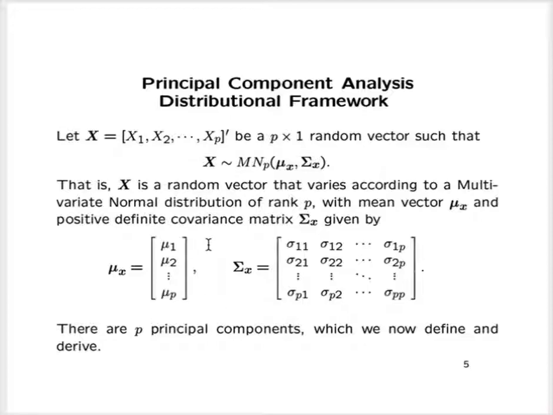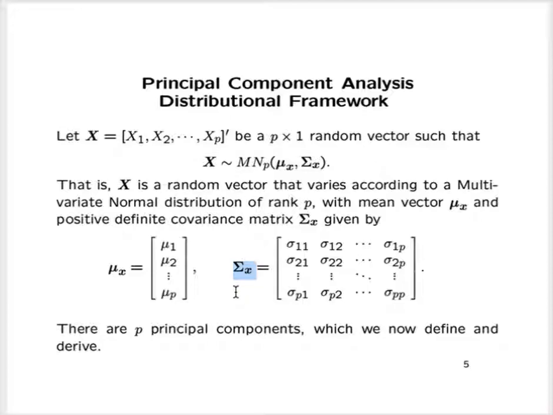Mu1 is the mean for variable x1. Mu2 would be the mean for the variable x2, and so forth down to mu sub p, which represents the mean of the response variable xp. Then we have the covariance matrix. It's a p by p, and in this case, it's going to be a positive definite covariance matrix. When we say that the normal distribution has rank p, the implication of that is that the covariance matrix is positive definite. Not only is it non-negative, but it's positive definite.